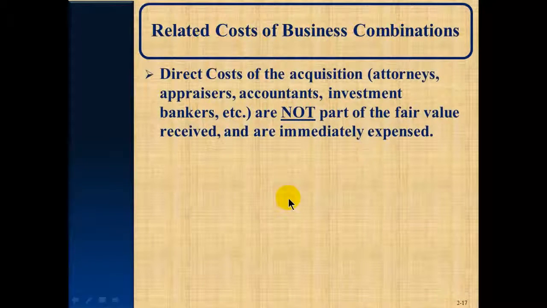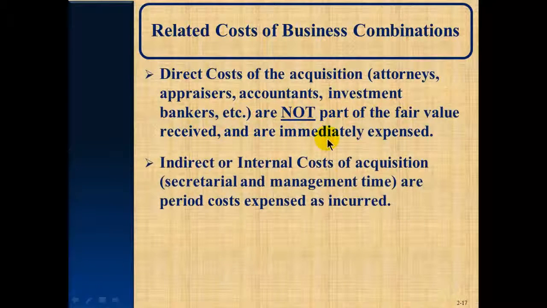What do you do with the related costs? And it will cost. You have lawyers involved, accountants involved, and direct costs are not part of the fair value received, and they just expense it. It doesn't have a store of value per se. You're not going to set it up as an asset. You're just going to expense it immediately. And then the same thing on the indirect internal costs of an acquisition. If you're using company personnel and they're spending time on this, and that does indeed happen, but life just goes on, and you just go ahead and charge their salaries or their wages as expenses.